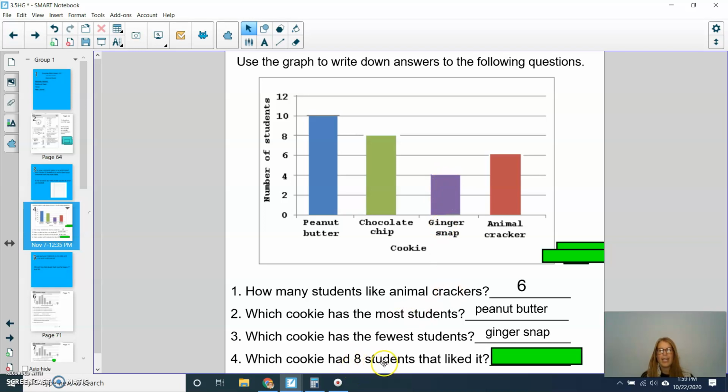And then which cookie had 8 students that liked it? So I'm going to find my 8 and go over and I can see this bar that is for chocolate chip cookie had 8 students. We're going to work more with graphs in our math journal today.